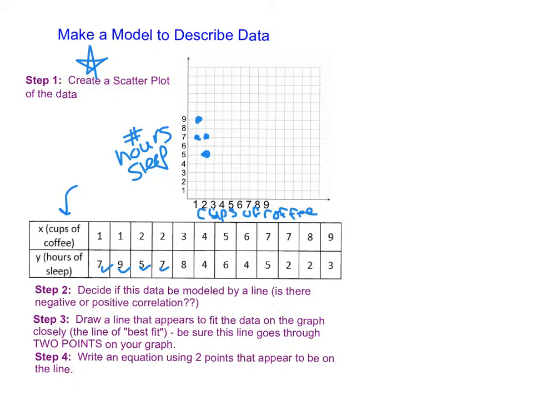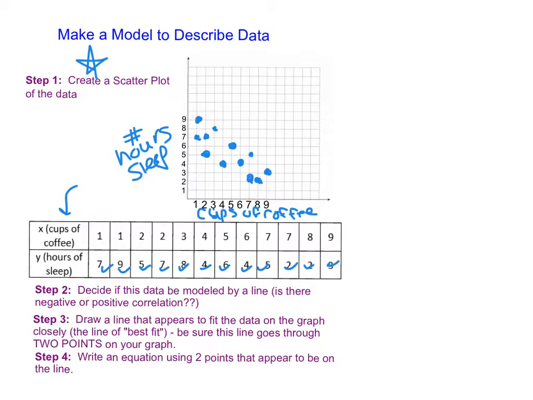I then have x is 3, y is 8, x is 4, y is 4, x is 5, y is 6, x is 6, y is 4, x is 7, y is 5, x is 7, y is 2, x is 8, y is 2, and x is 9, y is 3. So there I have my data plotted.